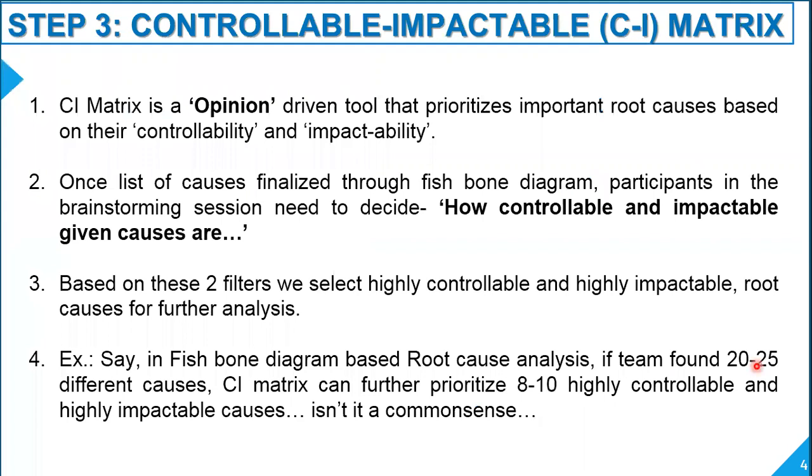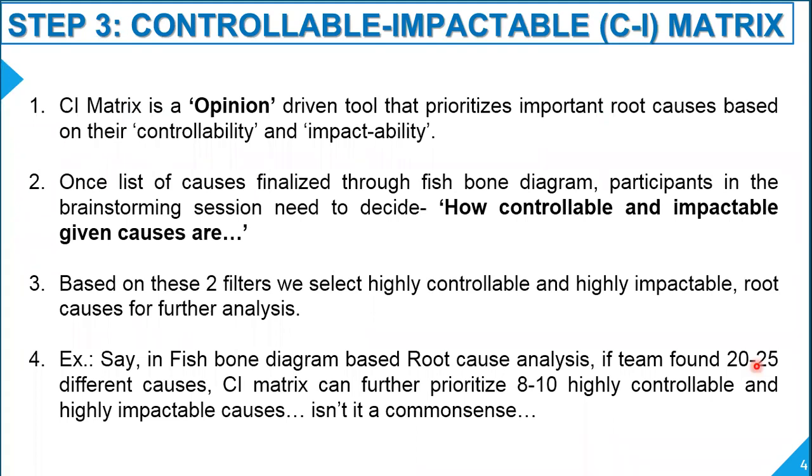Step number three, controllable and impactable matrix. So what is CI matrix? C in CI matrix stands for controllable and I stands for impactable. So when you're talking about controllable and impactable, what are we talking about here? We're talking about the controllable extent of causes and the impactable extent of causes, right? So these two are the filters.